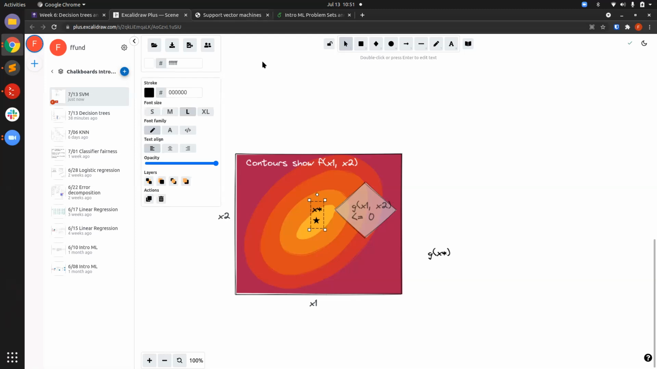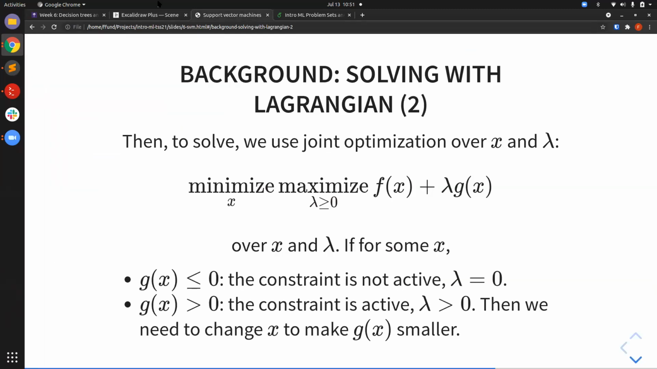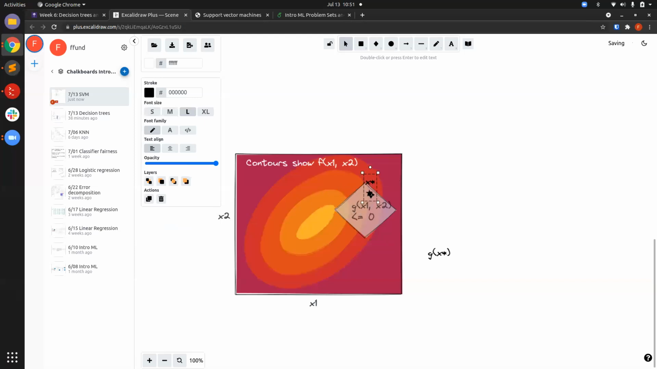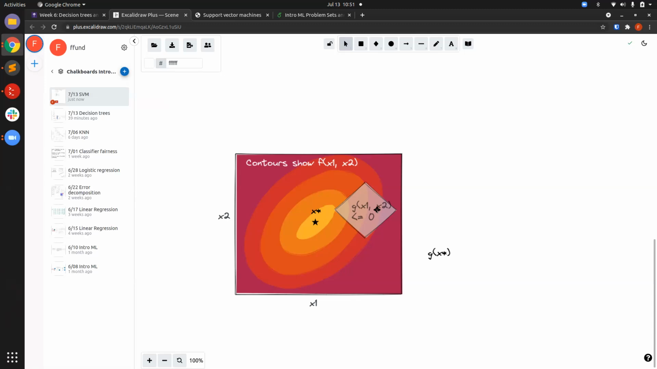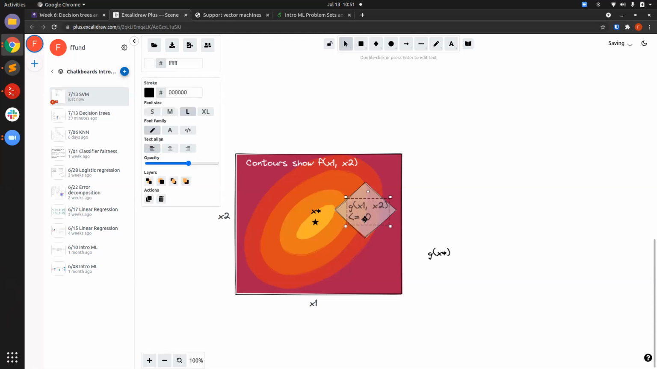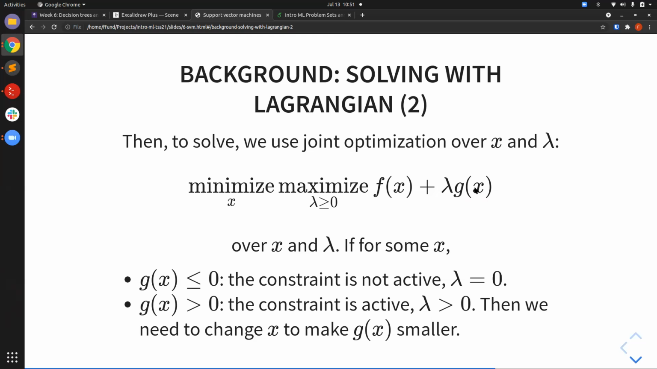Now, what happens if I have this point here? Let's say I'm evaluating this x over here. What do I know about g of x star? Okay, so this is the feasible set where g of x is less than 0. And I'm evaluating this x star, which is not in the feasible set, which means that g of x star is greater than 0. If g of x is greater than 0, what value of lambda should I pick in order to maximize this overall function?